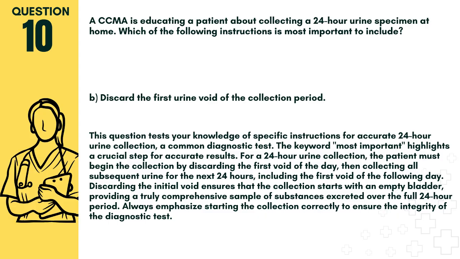For a 24-hour urine collection, the patient must begin the collection by discarding the first void of the day, then collecting all subsequent urine for the next 24 hours, including the first void of the following day. Discarding the initial void ensures that the collection starts with an empty bladder, providing a truly comprehensive sample of substances excreted over the full 24-hour period. Always emphasize starting the collection correctly to ensure the integrity of the diagnostic test.